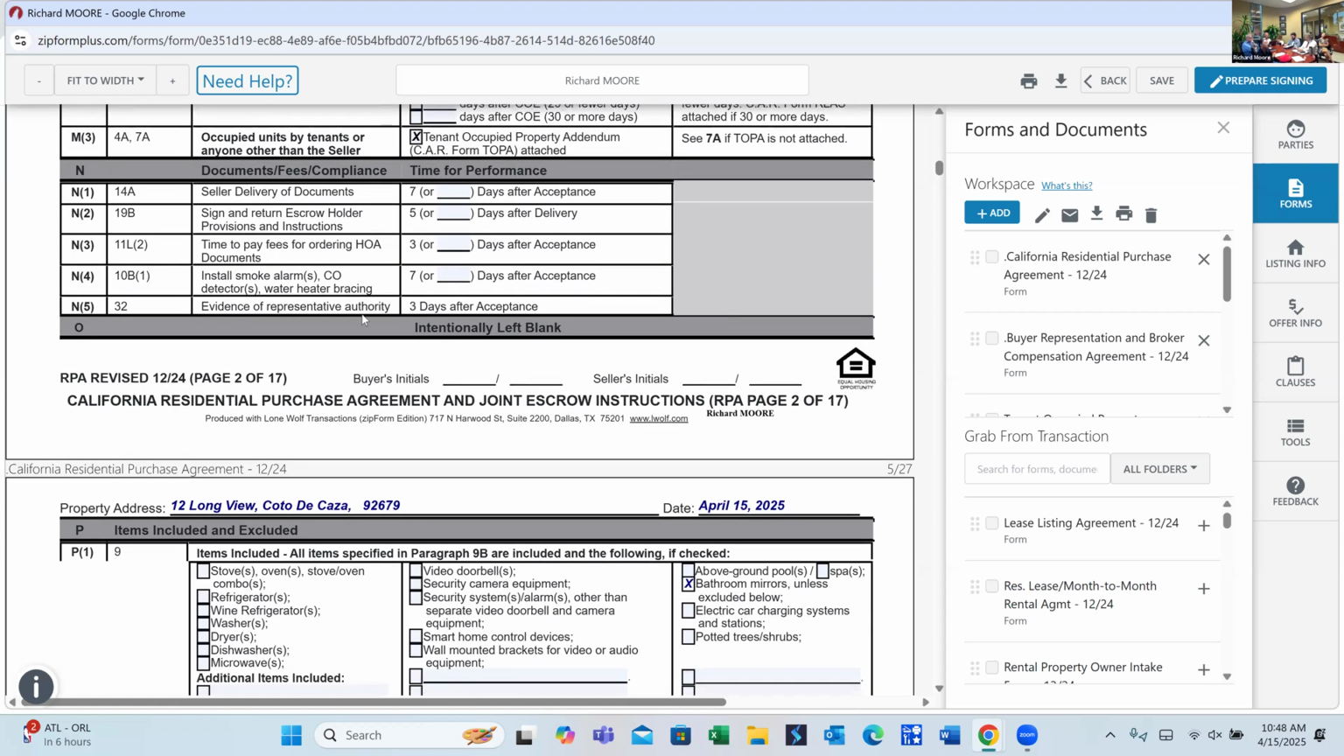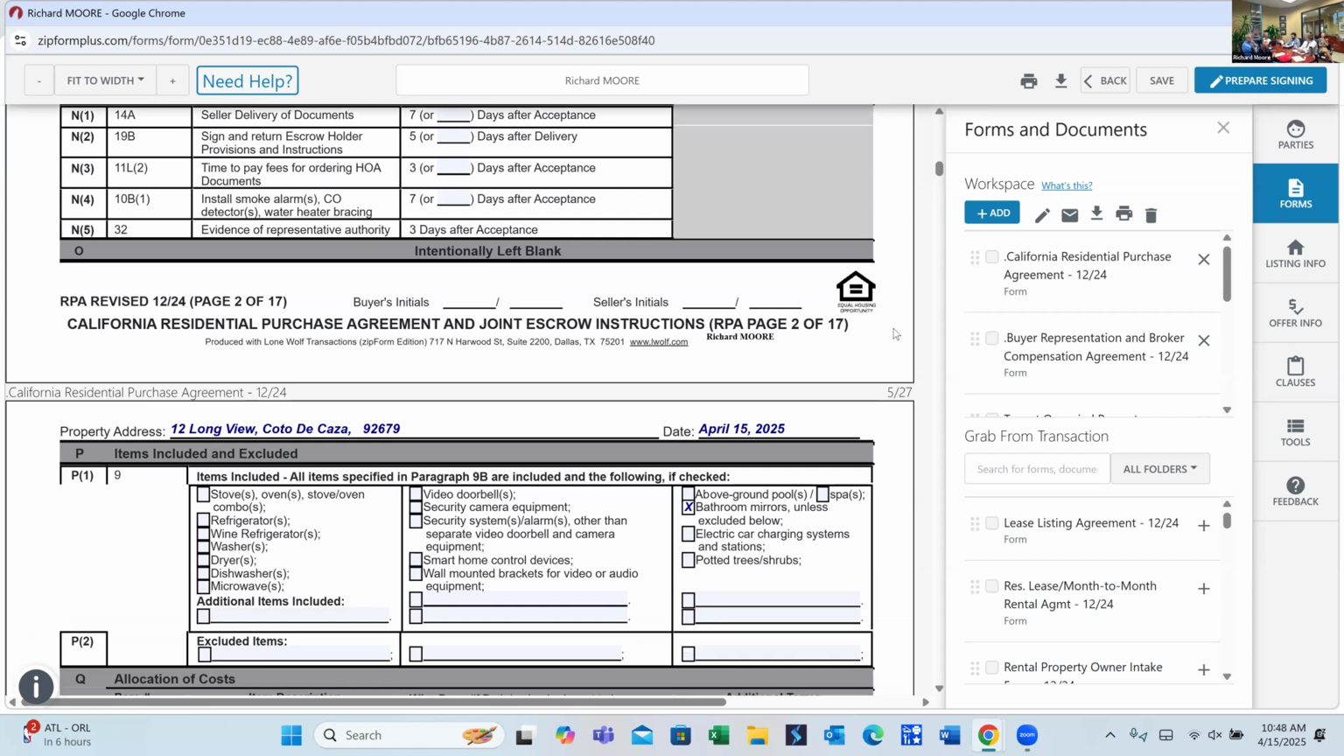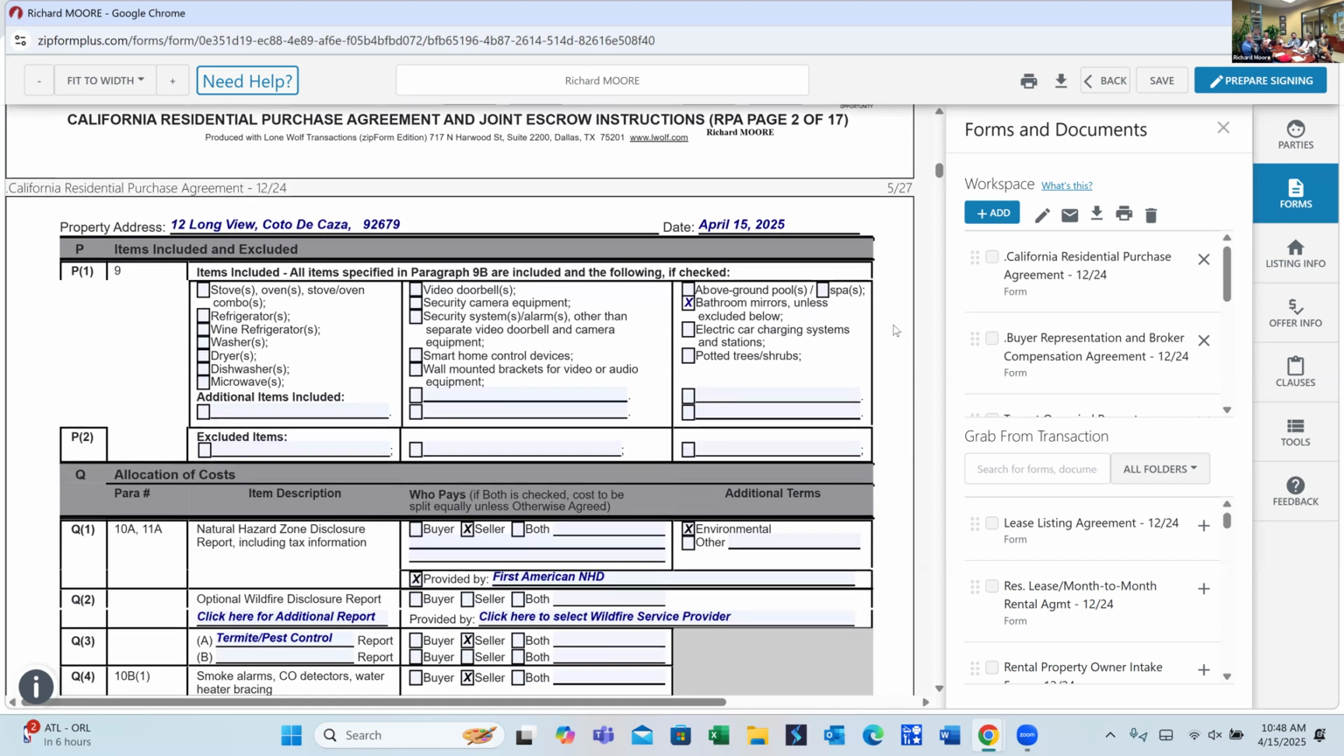And then evidence of representative authority. So there's a corporation that made an offer on the property, it's been accepted. So at 3 days after acceptance, they have to provide proof so that whoever signed has authority to act on behalf of that entity. Or it could be a family trust, for example. If it's a family trust, you don't have to have the actual trust, you can have a certification of trust. That's acceptable also. So escrow and Tyler won't need that, but you should also have that. You should be questioning people when they're submitting an offer on behalf of an entity.